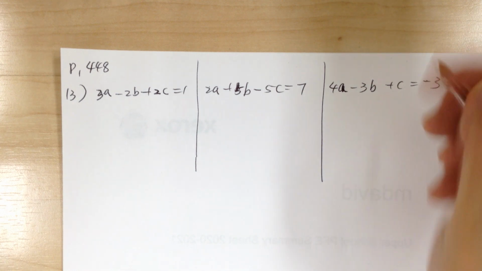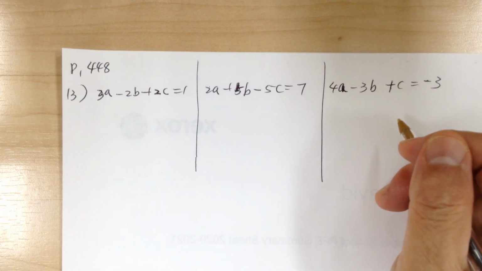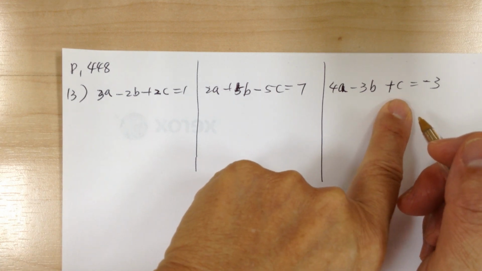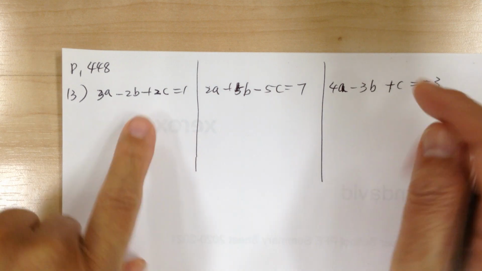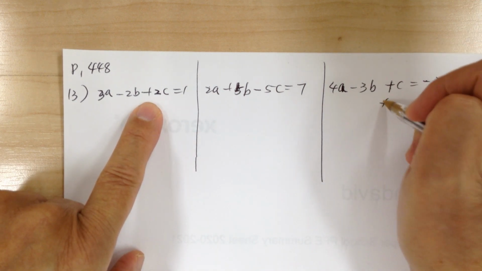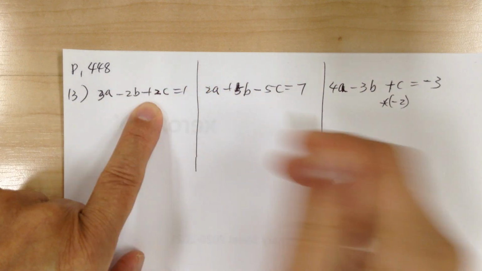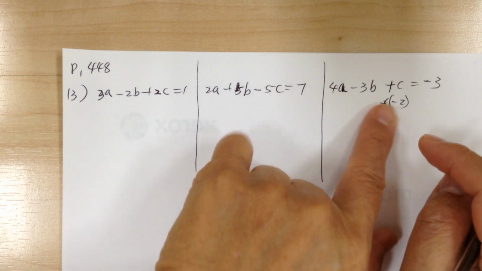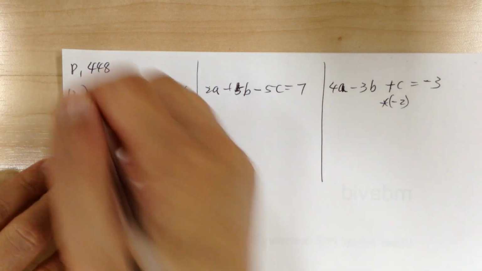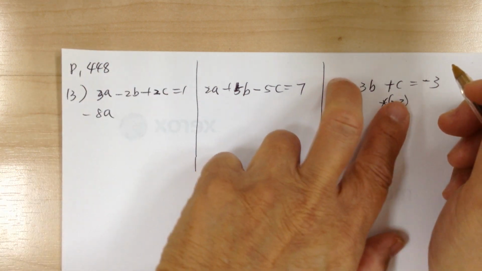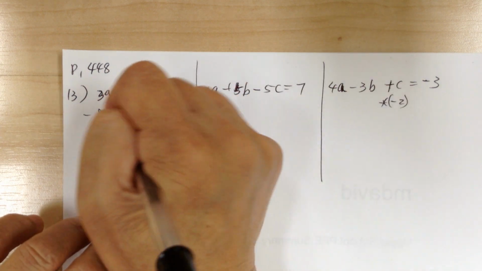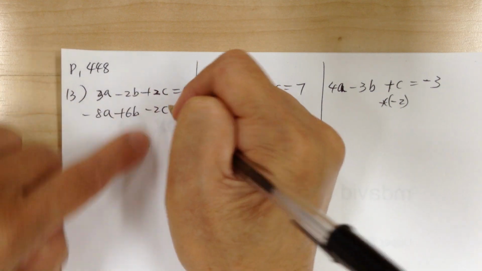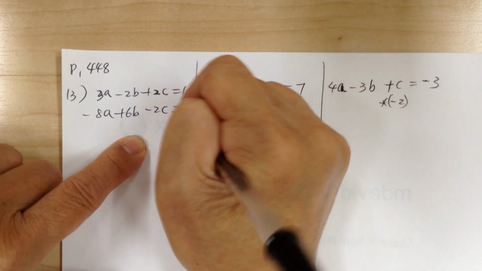Okay, so to eliminate, you have to choose one variable to eliminate. Since the c has the lowest coefficient, I'm going to eliminate the c. I'm going to make these two opposite, so I need to multiply this by negative 2. Instead of writing all this, I'm just going to use your hand. This will give me negative 8a, plus 6b, minus 2c, and plus 6. You can see you have to make an opposite to eliminate.